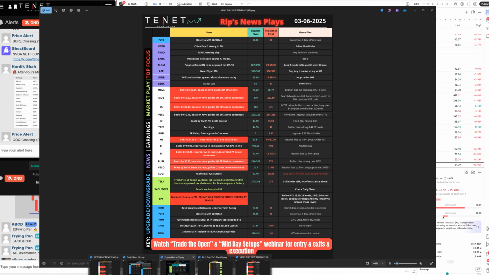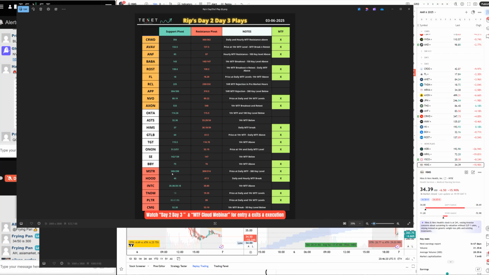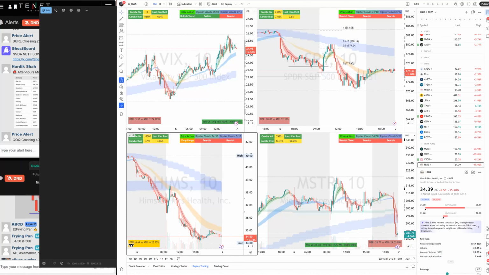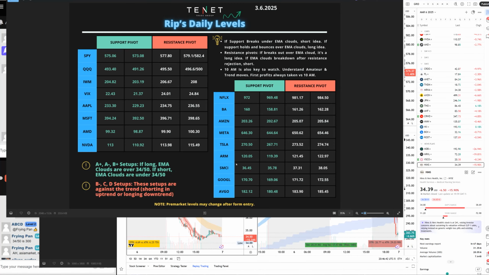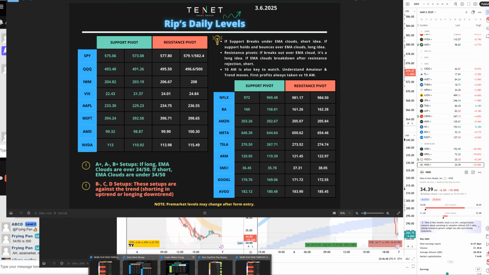In addition to that, we also share something called the Day 2 Day 3 strategy. It is one of the repeatable strategies that I've been teaching for some time. These are the plays which had news yesterday or the day before, and we look for setups on them. I had done a free webinar on this as well. We also share levels for all the market index stocks and semiconductor stocks that move with the market, so traders can use the EMA Clouds and these resistance and support levels to trade them.